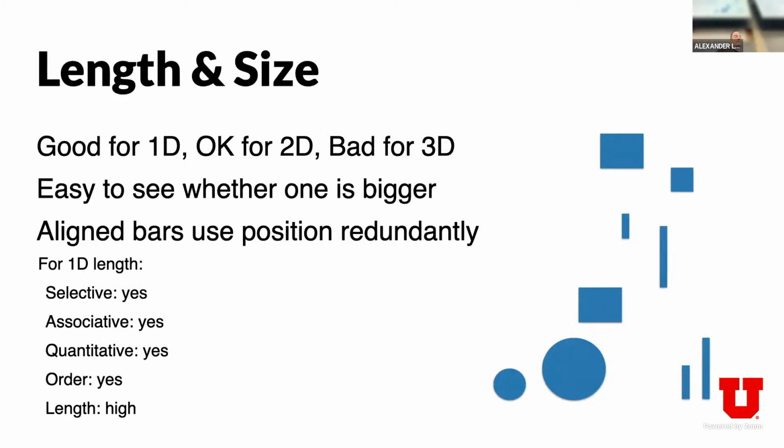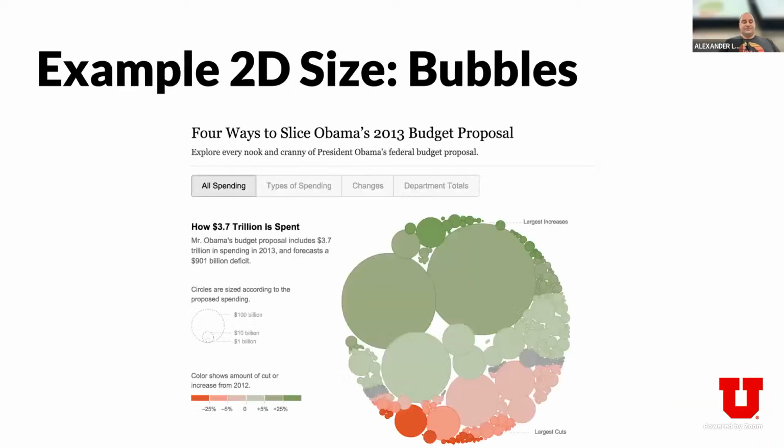So length and size are good for 1D. Basically 1D are things like bars or the length of a line. They're okay for 2D, like squares and circles, and they're really bad for 3D. We tend to completely underestimate volume, right? And it's easy to see whether one is bigger. Aligned bars are the special case that, as I already mentioned last time, redundantly use the position of the top of the bar. So if they're aligned, you're really using position, but if they're not aligned, you're using length. And if you look at these attributes, all of these are yeses, and the length is high, but maybe not as high as for position.